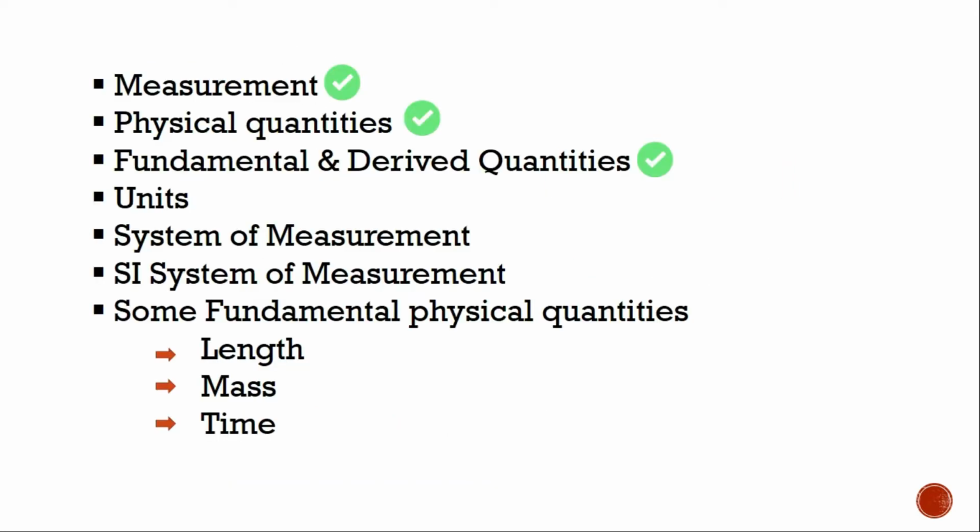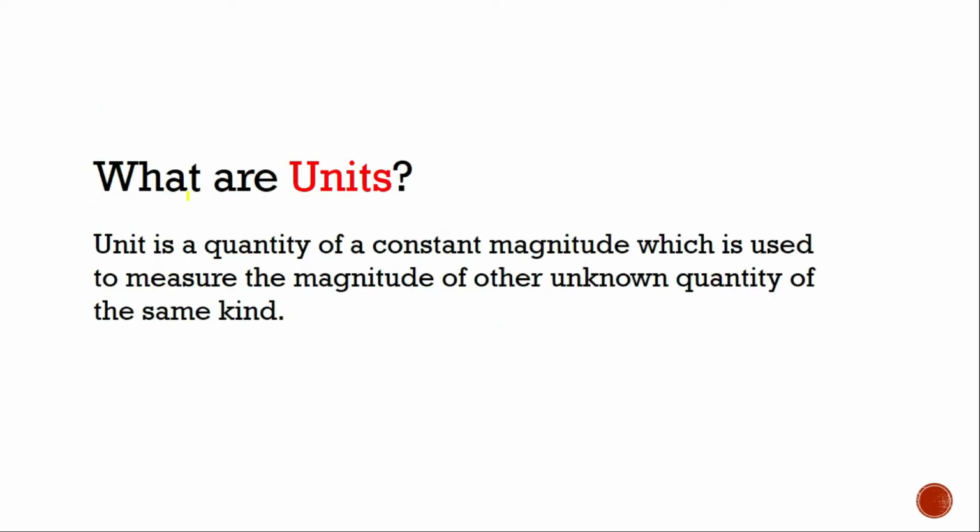Now moving forward with our chapter, today the topic of our discussion is units. So what exactly are units? A unit is a quantity of a constant magnitude which is used to measure the magnitude of another unknown quantity of the same kind. Now we'll get back to this definition again, but before this, try to understand that units and measurement always go hand in hand.